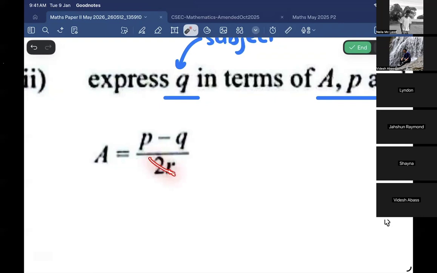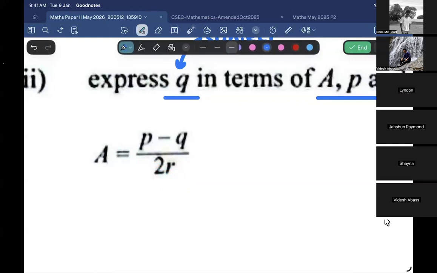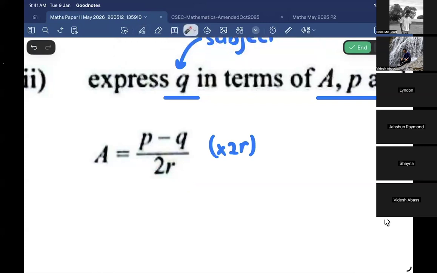The 2R. Say that again. I'm not hearing you, but come on again. Multiply, cancel by itself. Exactly. I would multiply both sides by 2R. After I'm done with this, I will show you the cross multiplication method, but nothing is wrong with this. It's not hard, I promise. Over here, what is being done by 2R?